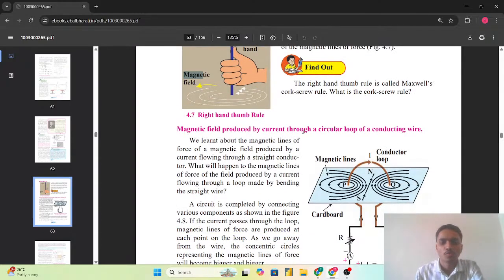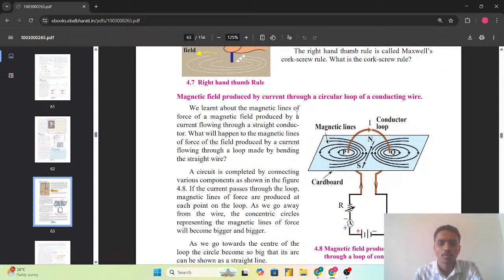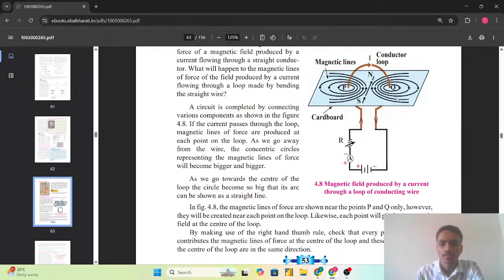Magnetic field produced by a current through a circular loop of a conducting wire. We learned about the magnetic lines of the force of a magnetic field produced by the current flowing through a straight conductor. What will happen to the magnetic lines of the force of the field produced by a current flowing through a loop made by bending the straight wire? So again we are given here one activity that we have to perform.